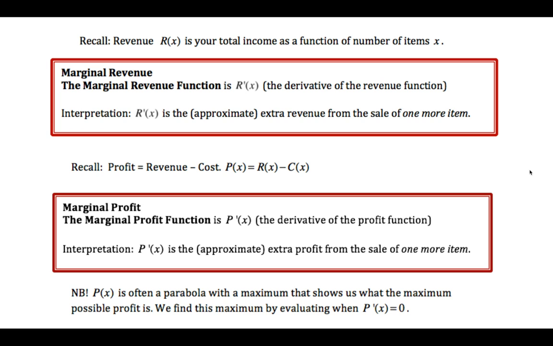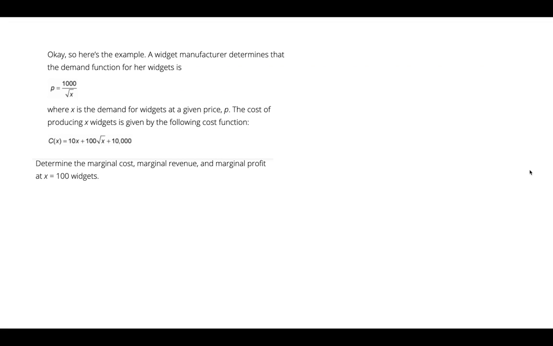So p of x is often a parabola with a maximum that shows us what the maximum possible profit is. We find that maximum by evaluating when p prime of x is equal to 0, when the marginal profit function is equal to 0. So when we solve that, we get an x value that tells us how many items are needed to maximize the profit. And then when we take that x value and plug it back into our profit function, our p of x, that tells us what that profit will be.